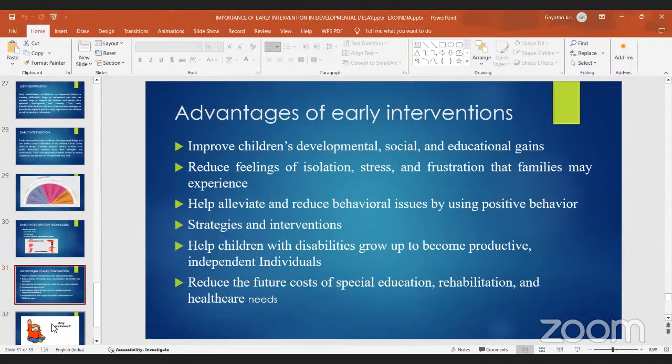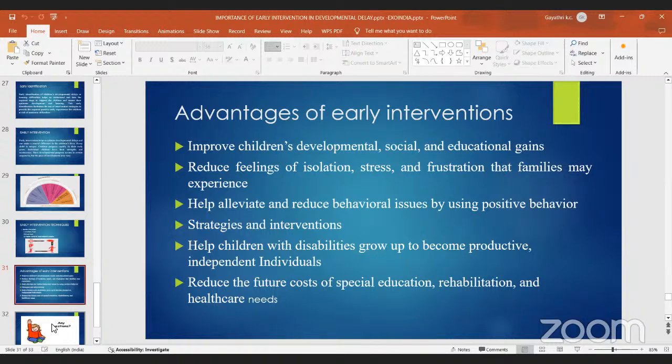Next, these are the advantages of the early interventions. If we are giving early identification and early intervention, it improves children's developmental, social, and educational gains. Next, it reduces feelings of isolation, stress, and frustration that families may experience. If the baby is not having proper development in the developmental domains, the baby will isolate themselves. Due to this isolation, the parents will have stress and frustration. Next, it will help to alleviate and reduce behavioral issues by using positive behaviors.